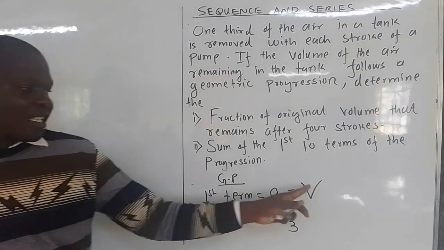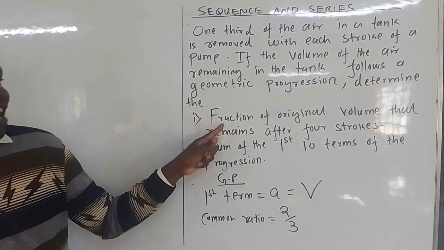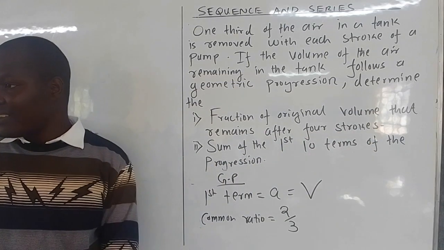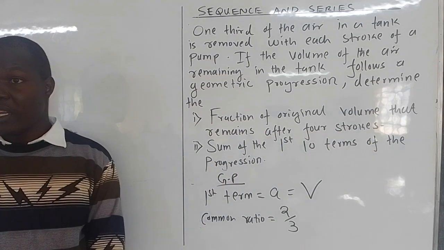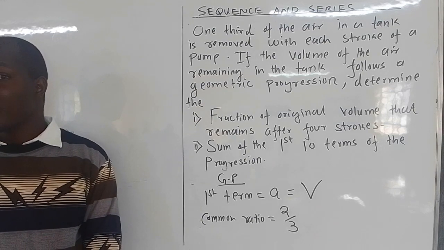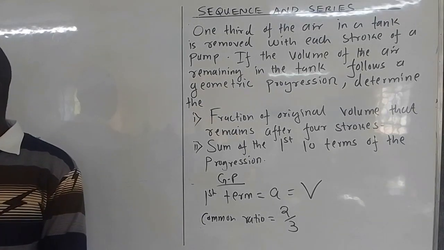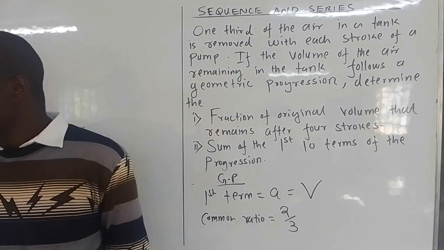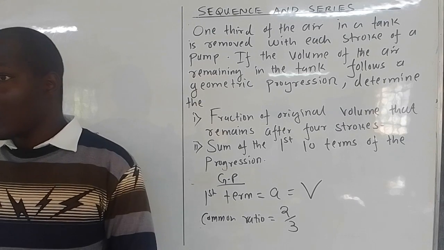After identifying the first term and the common ratio, then you can find the fraction of the original volume that remains after four strokes, isn't it? So what remains after 4 strokes? After 4 strokes, it will be which term? Anybody? Yes.